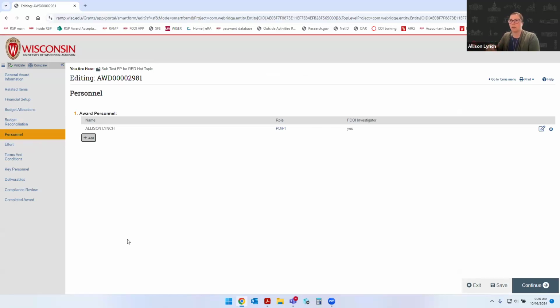So on the personnel tab, we are listing all personnel or all key personnel on the proposal. So if we had another investigator here, we would list them on this page. And the key personnel tab, as we all know, is just identifying those named on the notice of award. So that would just be the PI in this case.